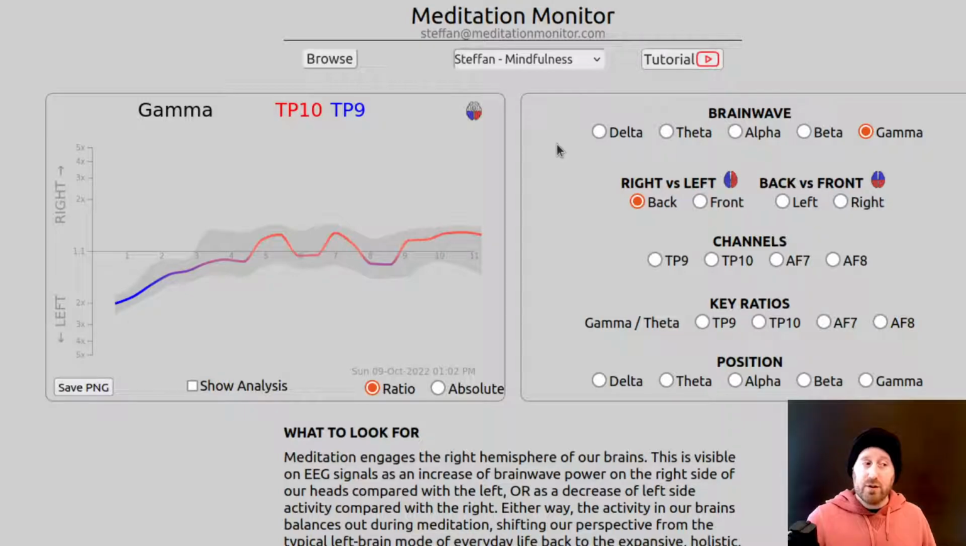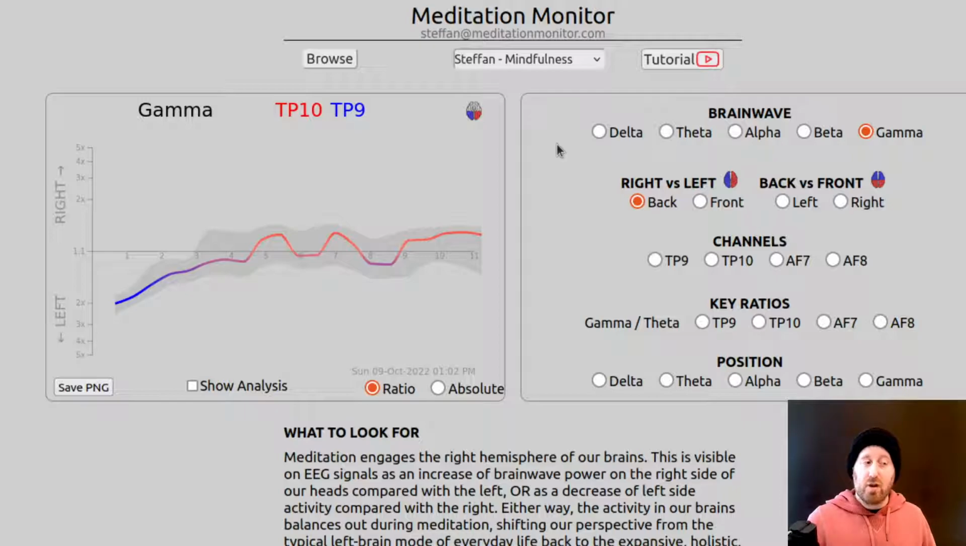And what it tells you is how much the right side of our brains is paying attention, I suppose, over the left side. So gamma as a brainwave, I think one way to understand it is simply attention. And where gamma is strongest in the brain sort of gives you a sense of what we're paying attention to.